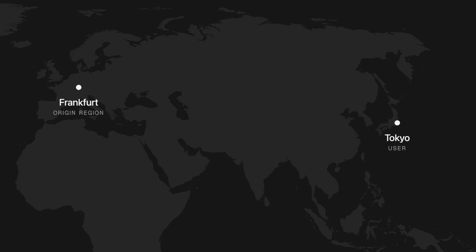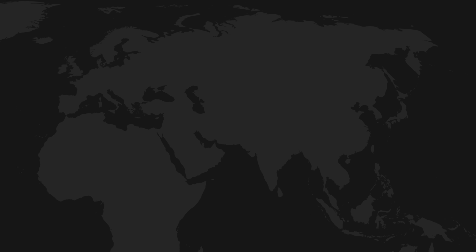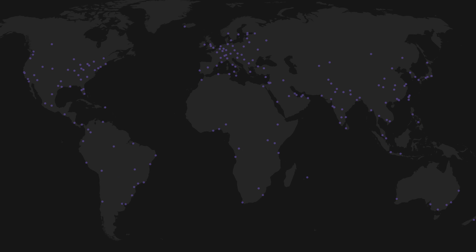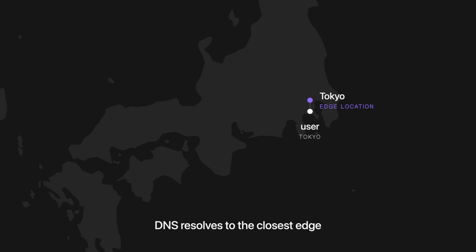Our servers live in one region, for example Frankfurt. A user in Tokyo asking for a photo has to wait for a round trip across the planet. CloudFront fixes this with a cache. AWS runs more than 700 edge locations, which are small data centers in cities all over the world. When the user in Tokyo asks for the photo, DNS resolves your domain to the edge location closest to them.